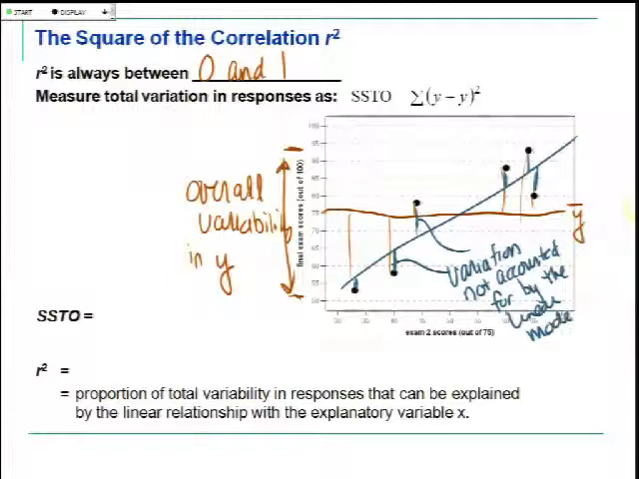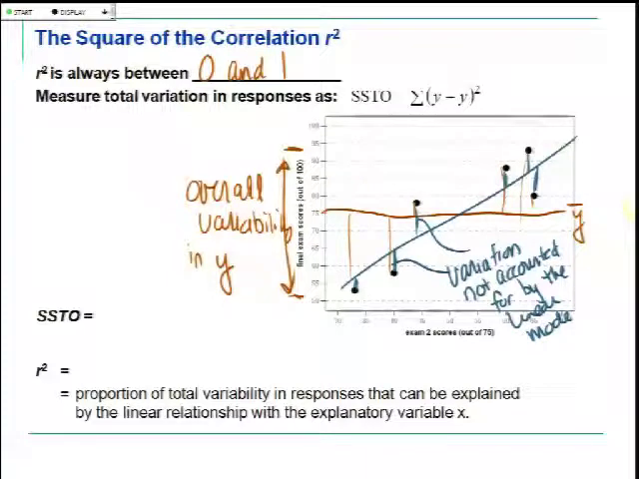So I started out with a lot of variability in my response. I use this explanatory variable, and I still have some variability left in those predictions when I use that line, but I certainly have gone from a lot to a little. I've explained a lot away. And R squared is going to measure what proportion you have explained. And I hope that's a high proportion.